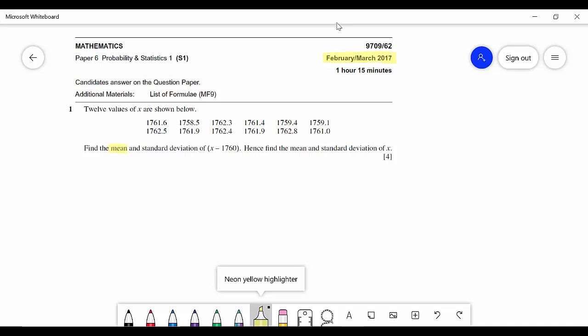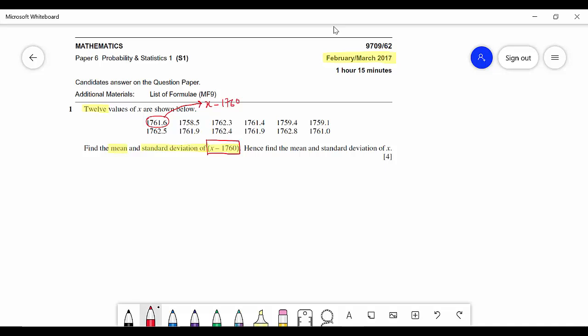mean and standard deviation for x minus 1760, and they already give you the original value of x. So there are 12 values of x shown below, so all these are the x. And since they want you to get the mean and standard deviation for the x minus 1760, therefore you actually need to minus every single value of x here with 1760. So as an example, the first x is 1761.6, you minus 1760 and you'll get 1.6.